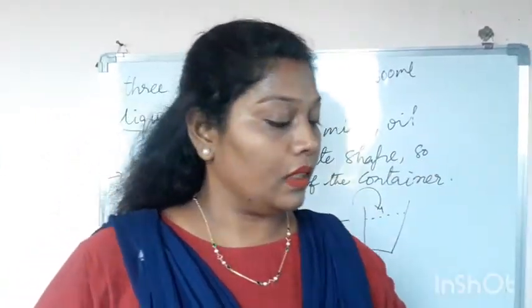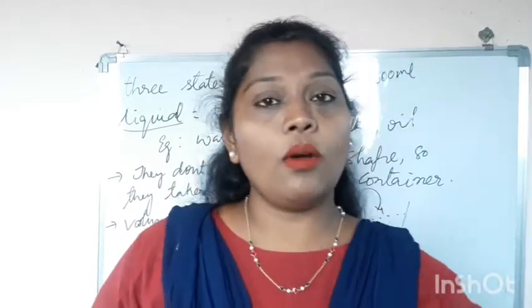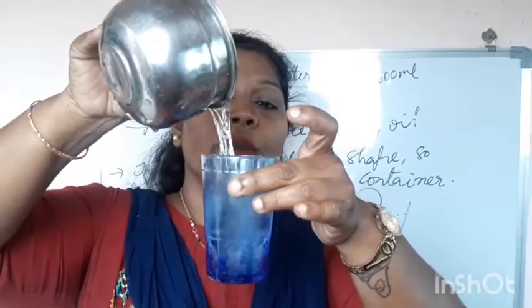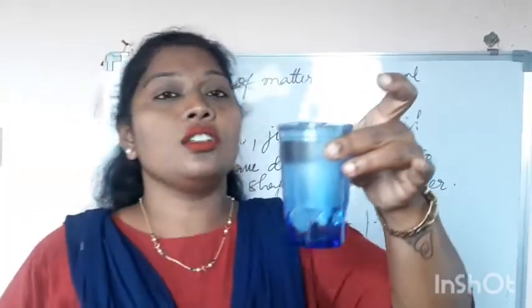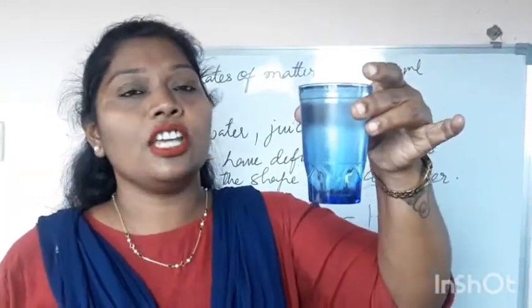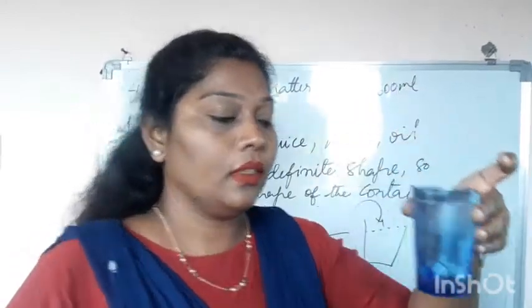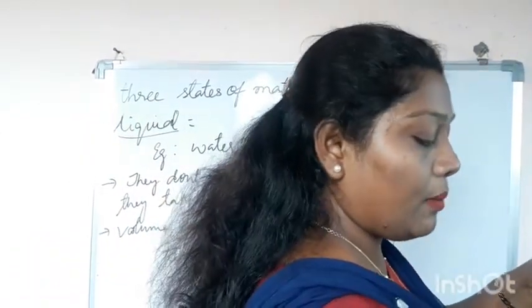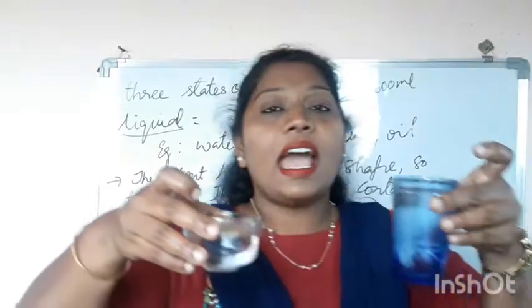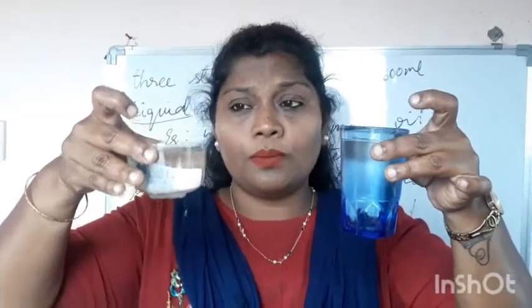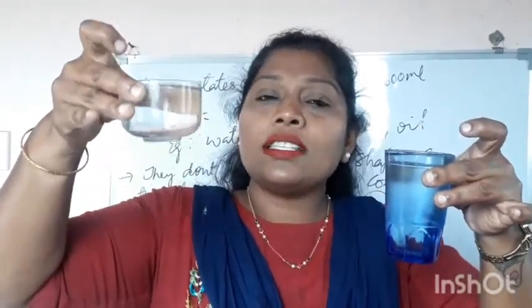See, now I have taken a glass. I have poured this liquid into it. So what is the shape of this water? It is in the shape of a glass. Okay children? Now let me tell you something else. If I ask the volume of the water, does this water have volume? Yes, definitely it is having volume. But how can you say the volume?